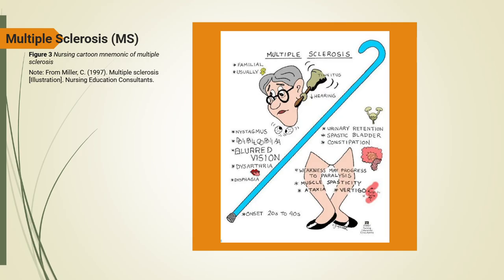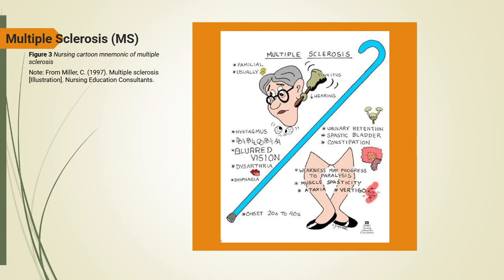This slide gives us a visual way to remember some of the hallmark signs and symptoms associated with multiple sclerosis and an excellent opportunity to review. Because MS is a chronic demyelinating disorder of the central nervous system, it can affect nearly every body system depending on where the lesions occur. This illustration summarizes common neurological, visual, sensory, motor, and autonomic symptoms in a way that helps us recall them quickly.